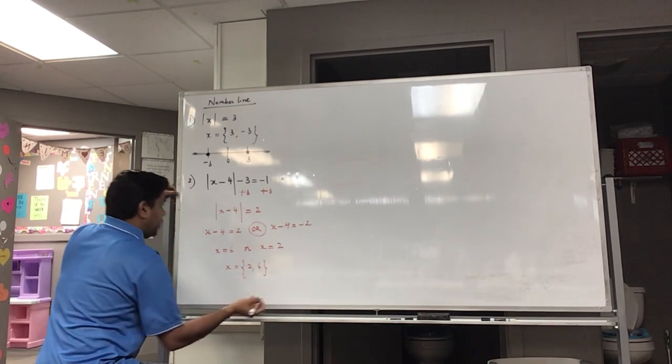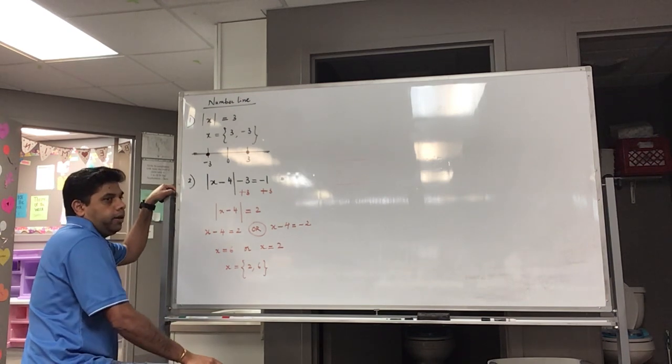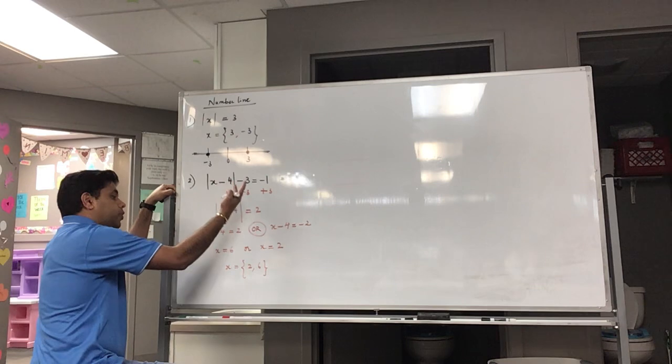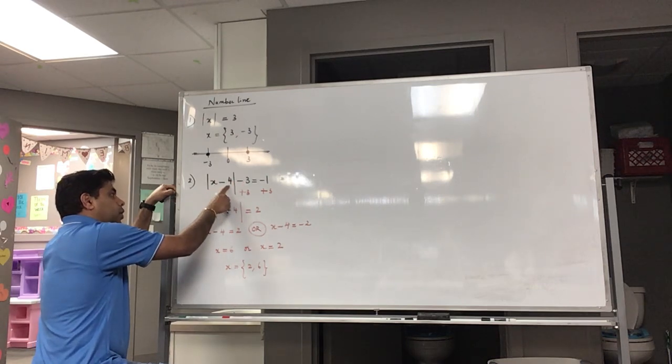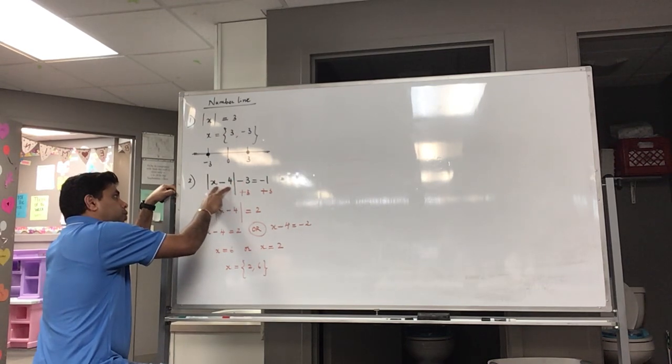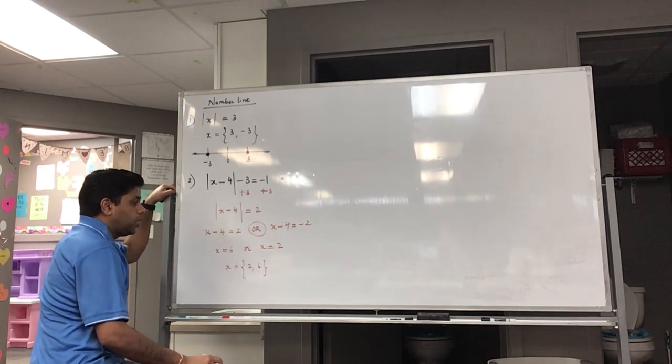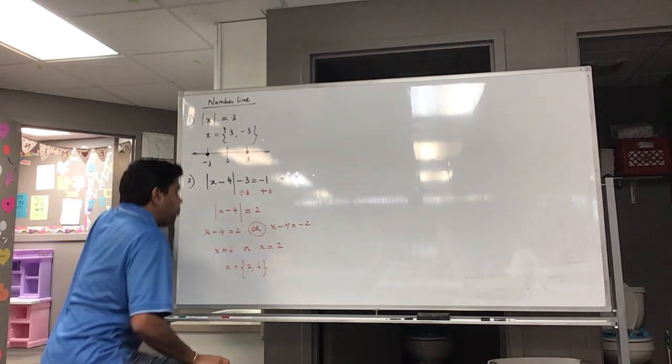Well, the best thing about equalities or inequalities is you can just plug it back and see if it works. 2 minus 4 is -2. Absolute of -2 is 2. 2 minus 3 is -1, so it works. That's how I would do the problem.